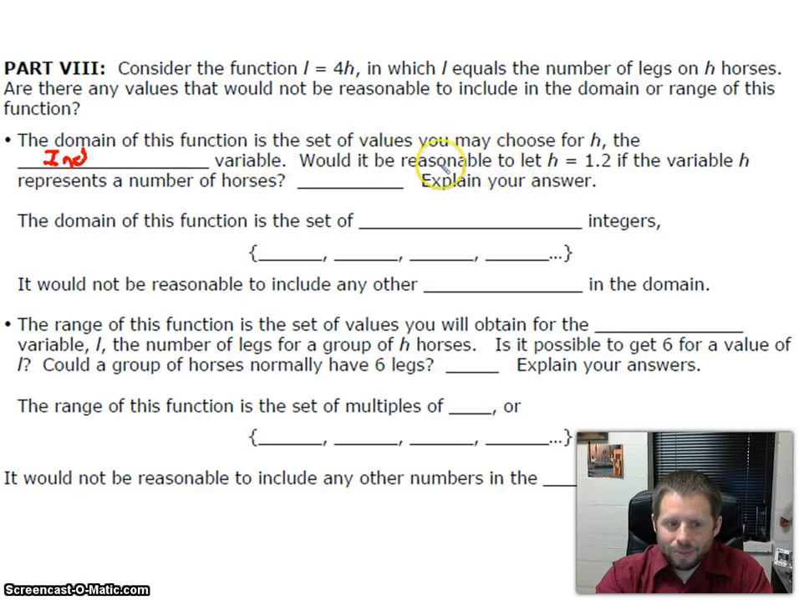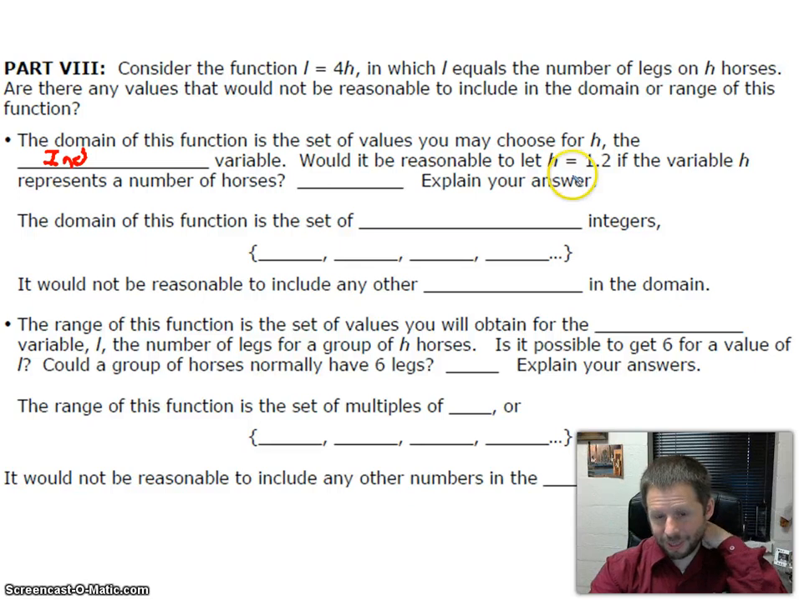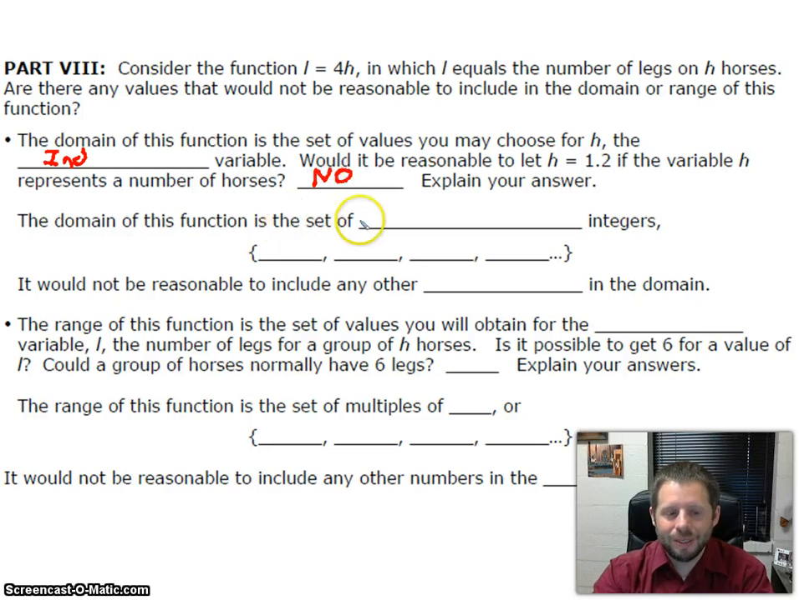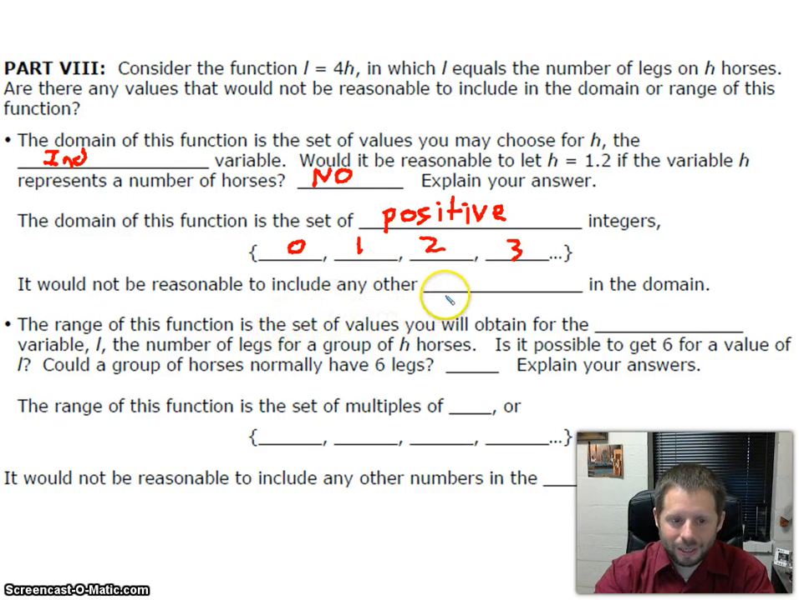Would it be reasonable to let h equal 1.2? Well, if h is a number of horses, you're probably not going to have 1.2 horses. You're only going to have one horse, or two horses. You're not going to have something in between. So again, we're looking at just the positive integers here. We're not going to be looking at fractions or decimals, and we're not going to have a negative number of horses. We're just looking at the whole numbers, so you could have 0 horses, 1, 2, or 3. It would not be reasonable to include any other values for this domain. These are the only possible values that would make sense.